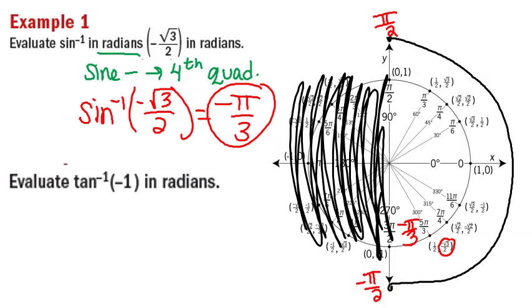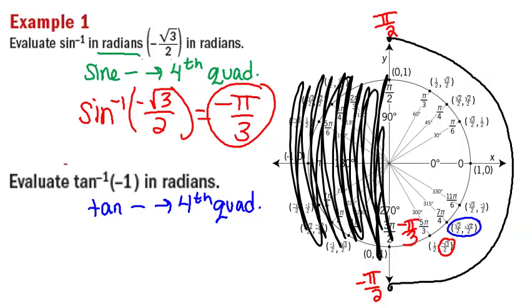Okay, let's do the same thing for tangent. So here we want to evaluate tan inverse of negative 1 in radians. Again, since tangent is negative, that points us to a fourth quadrant answer for our inverse tangent function, so for the angle. So remember, tangent is sine over cosine. So if tangent is equal to negative 1, that means sine and cosine are the same numbers, except one of them is negative and one of them is positive. So that points me to this angle right here, where I have cosine is root 2 over 2 and sine is negative root 2 over 2.